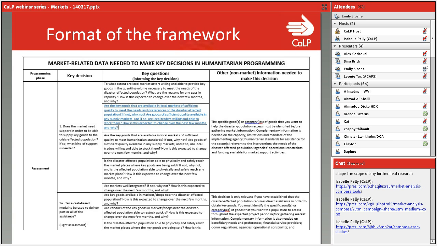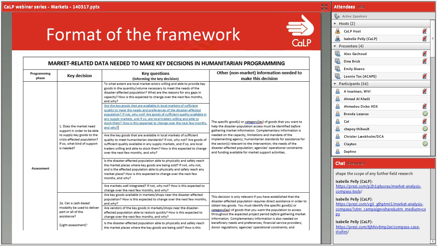So this is what the framework looks like at the moment. I recognize it's been very difficult to figure out the right way to present all of this information because there's a lot of overlapping stuff and the data lists can be a bit intimidating. So this is what we've settled on for now. In the left-hand column, again, we have the programming phase. We just talked about that: assessment, program design, and implementation. Then we have the key decisions in the next column. So that's that list of decisions I just showed.